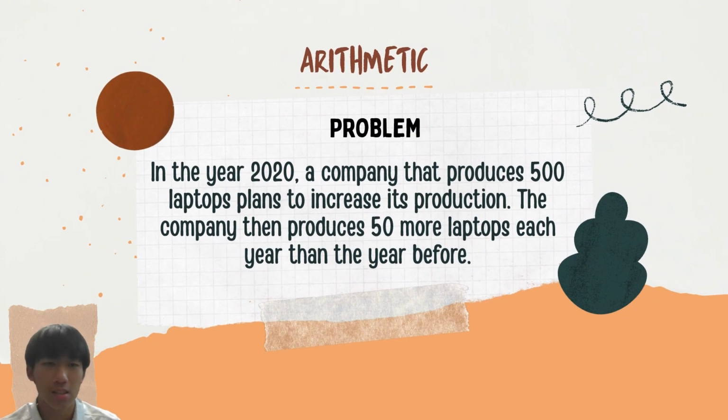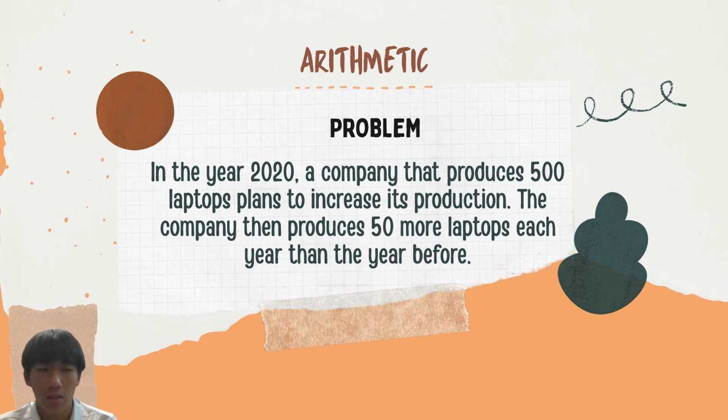Okay, next, I will talk about the Feela table, problem 1, arithmetic. And I will read the question. In the year 2020, a company that produces 500 laptops plans to increase its production. The company then produces 50 more laptops each year than the year before. It means that every next year the company will produce 50 more laptops.